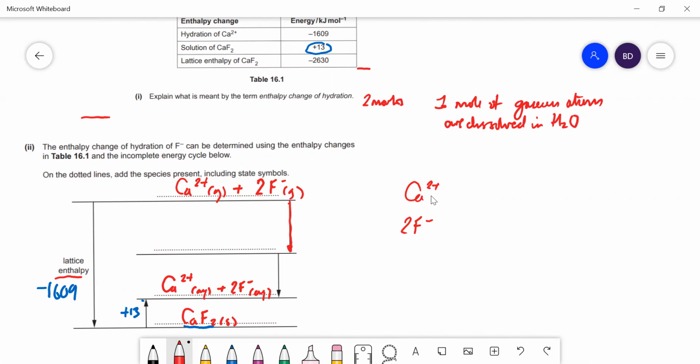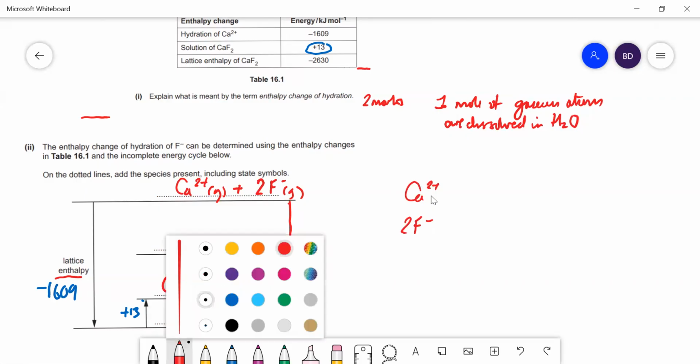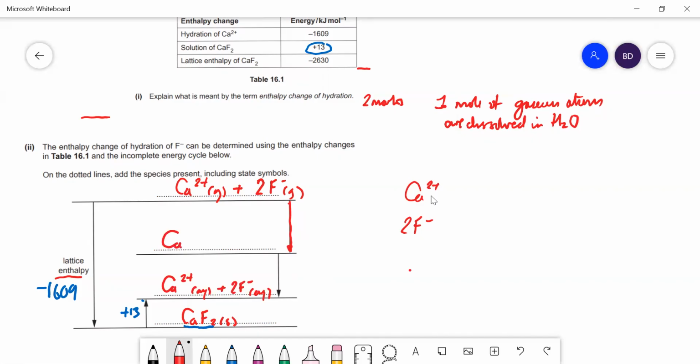I'm going to hydrate the calcium first. So that's going to be Ca2+ aq and 2F- gas. We haven't done anything to the fluoride ions in there, we're just hydrating the calcium. So that's minus 1609 here. And I'm going to call this X. Okay, so anyway, that's the first part. On the dotted lines, we've added the species present with their state symbols.